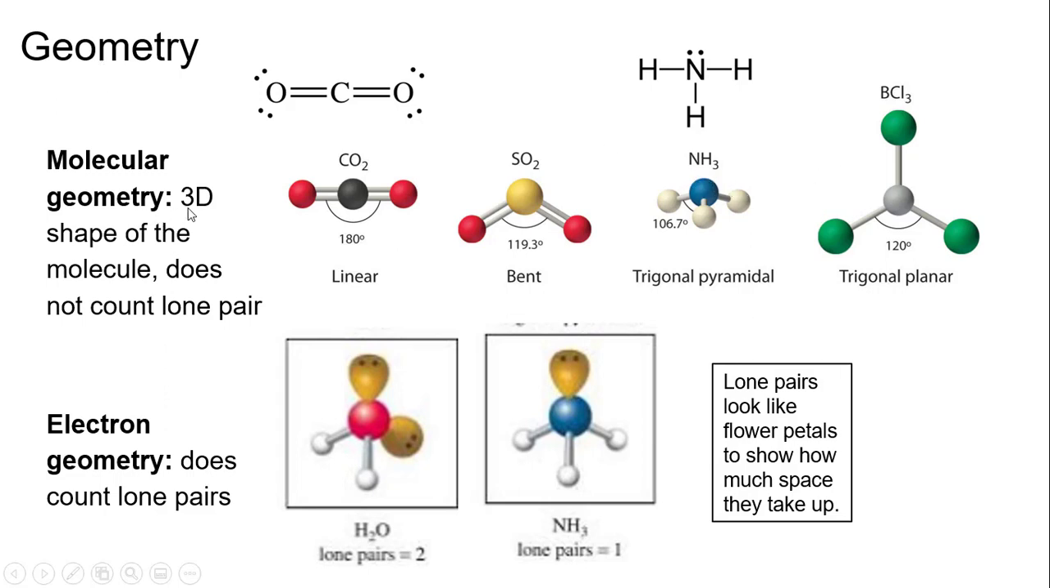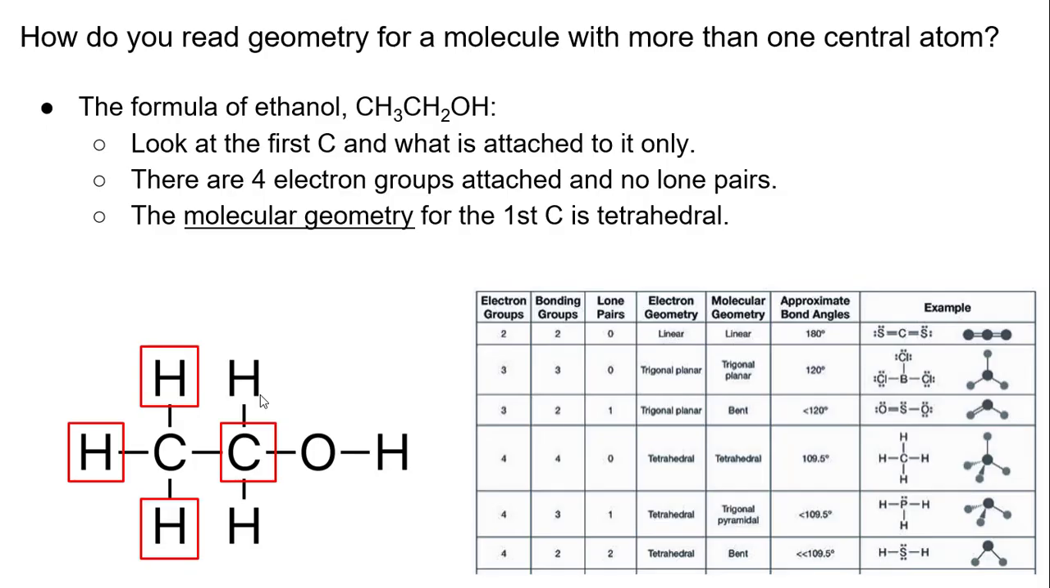So this is what molecular geometry does not look at: lone pairs. And electron geometry does. I know that these are really poor pictures. I tried to get better ones and I just couldn't. But you can get an idea that electron geometry counts the lone pairs on these molecules, and they kind of look like petals with 2 dots in them.